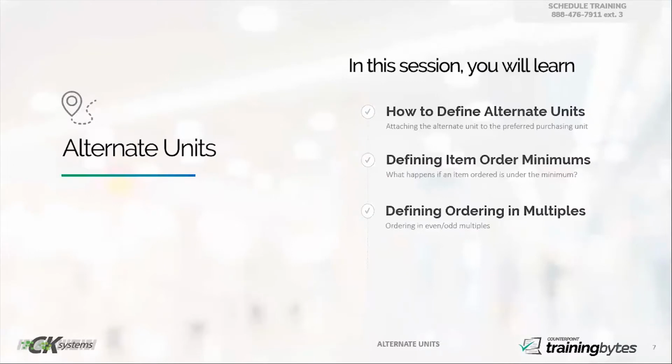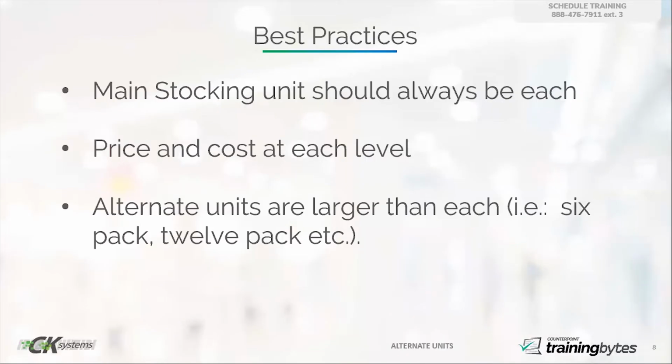So we're going to talk about alternate units today. We're going to talk about how to define an alternate unit, also how to define item order minimums, and also ordering in multiples. So I'm going to give a quick PowerPoint presentation, and then we'll actually do some work in the software. So some best practices.